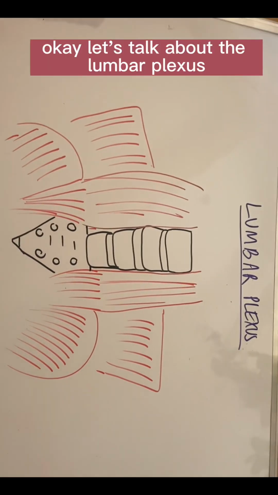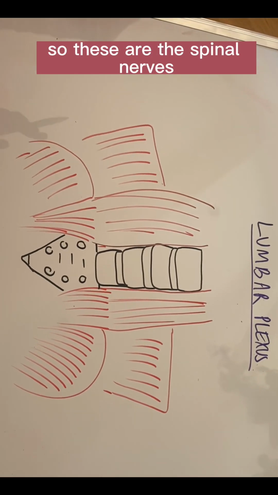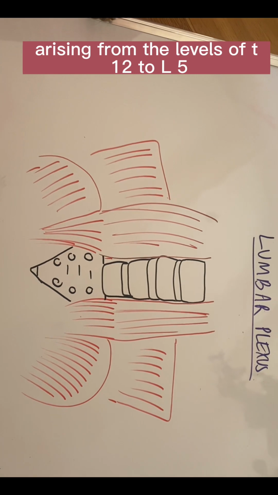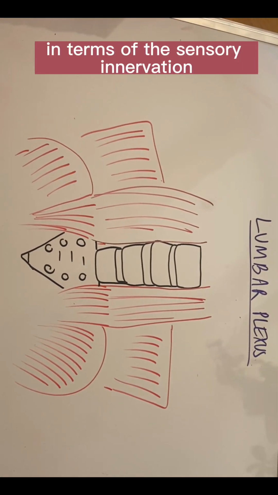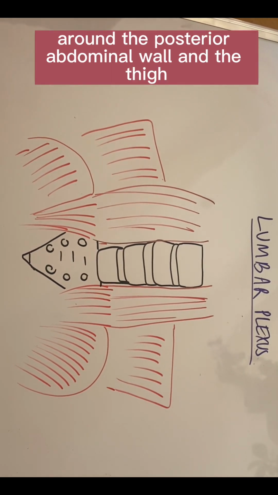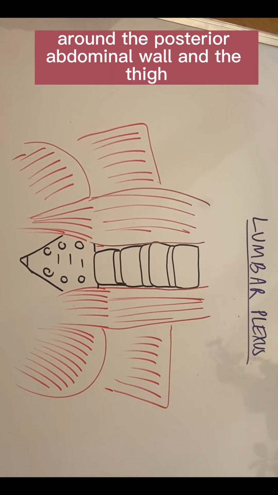Okay, let's talk about the lumbar plexus. These are the spinal nerves arising from the levels of T12 to L5, and these will be really important in terms of the sensory innervation and some of the motor innervation around the posterior abdominal wall and the thigh.